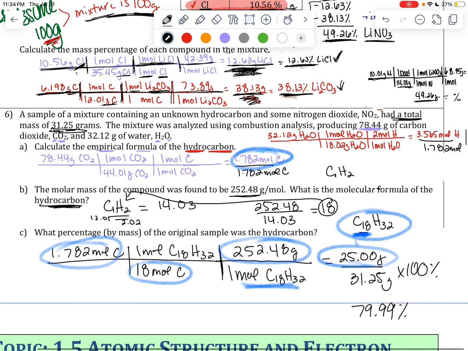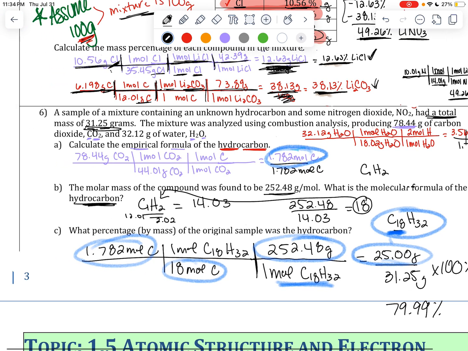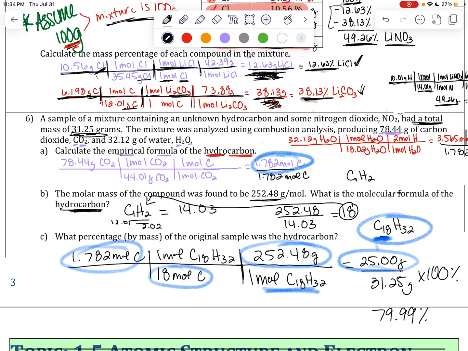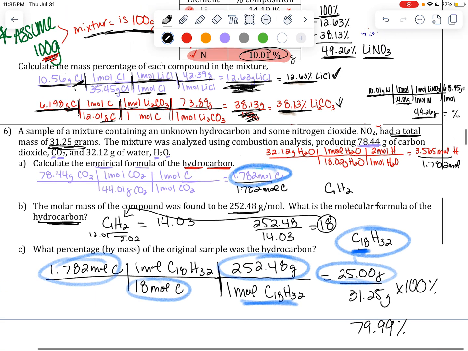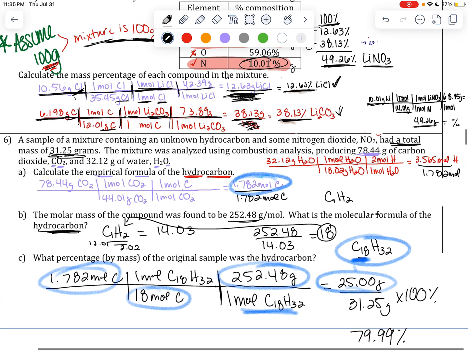So what you need to do is start off with what we're given. I'm given 2 things: 78.44 grams of carbon dioxide, and 32.12 grams of water. I need to isolate what's not in the other, because a hydrocarbon is C's and H's. So I probably want to figure out how much C's I have, right? And how can I do that?